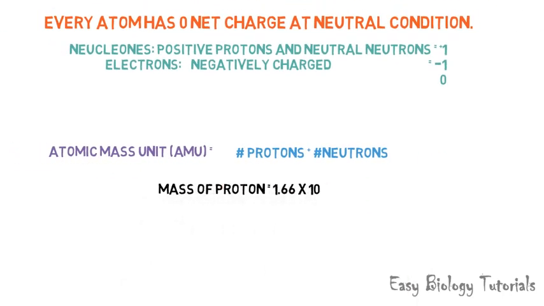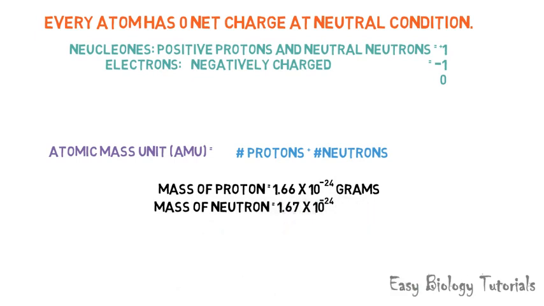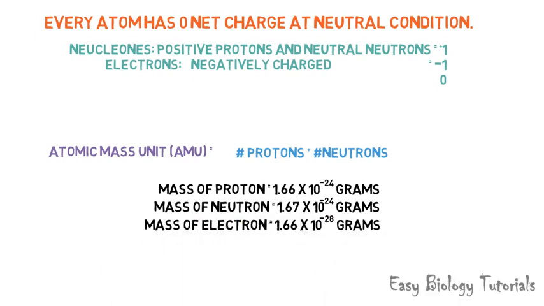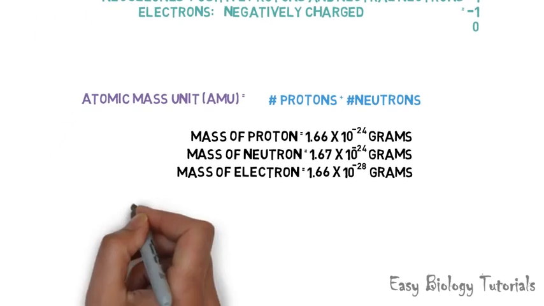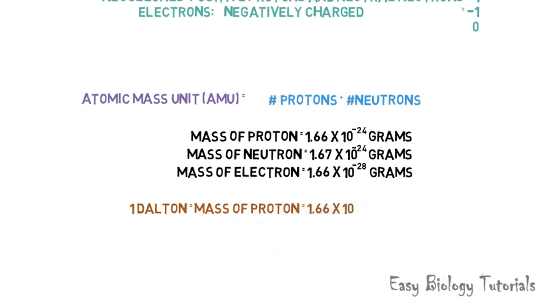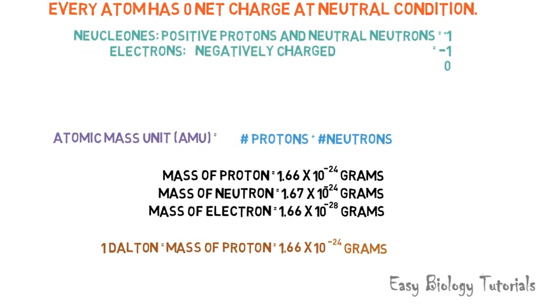The mass of proton is equal to 1.66 into 10 raised to power minus 24 grams, while the mass of neutron is 1.67 into 10 raised to power minus 24 grams, that is slightly higher than proton. And the mass of electron is 1.66 into 10 raised to power minus 28 grams, that is 1800 times smaller than proton and neutron. Atomic mass is calculated in Dalton. So 1 Dalton is equal to mass of proton, that is 1.66 into 10 raised to power minus 24 grams. We will see the numericals on that information.